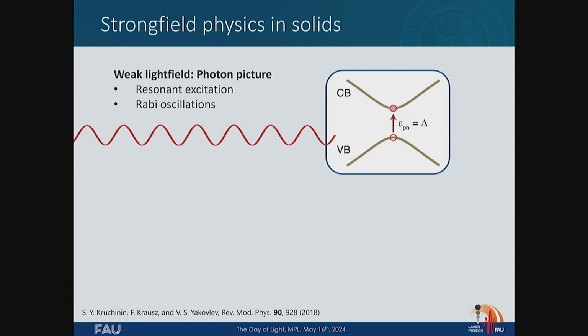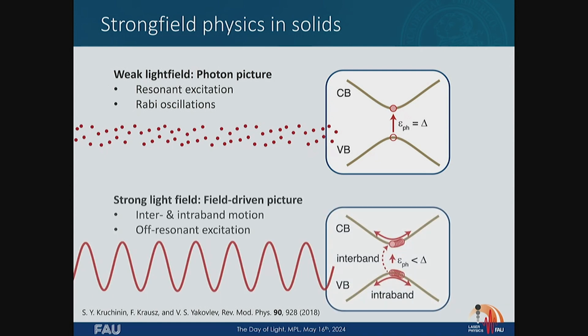So when you now crank up your field strength, something very interesting. Well, okay, here, when we have a resonant transition, we can think of the light in terms of photons. When you go to strong fields, something very interesting happens. You can drive what people call intraband motion.